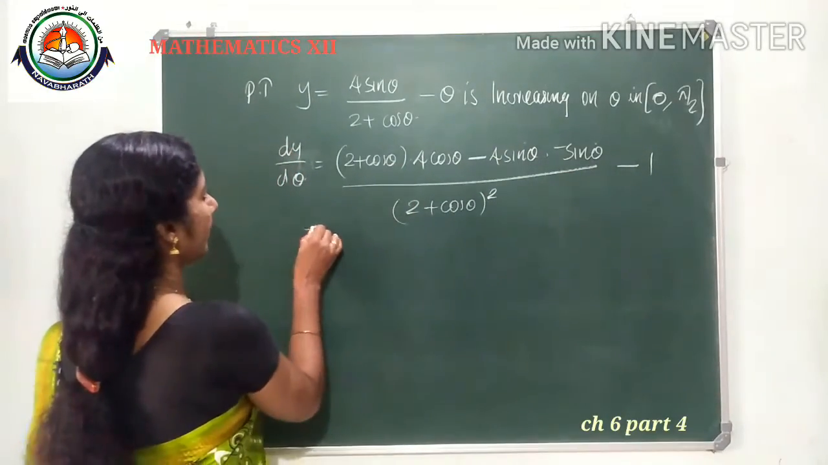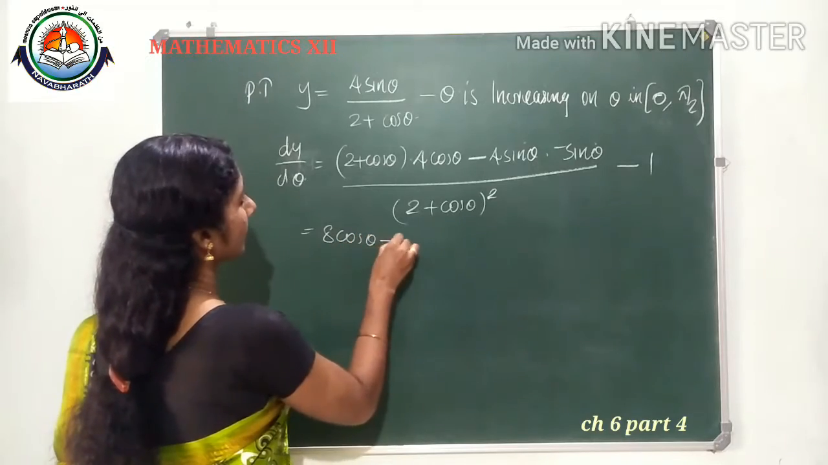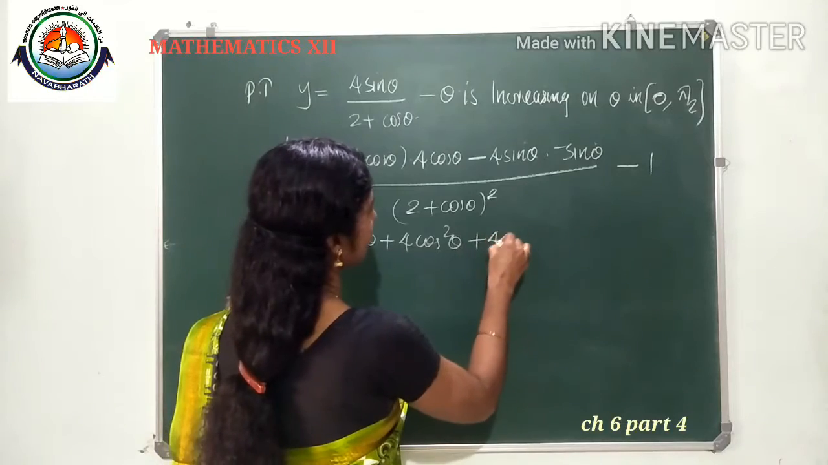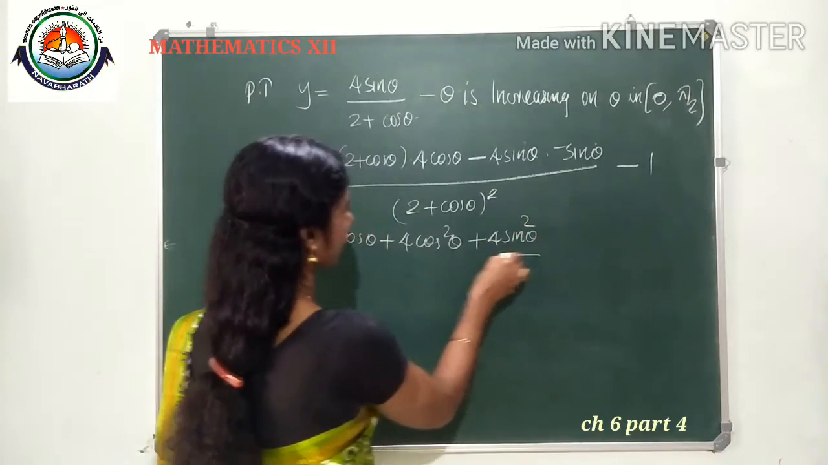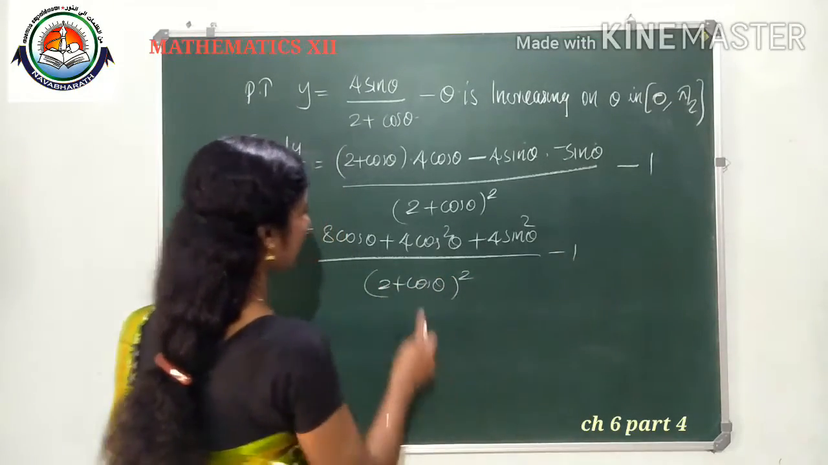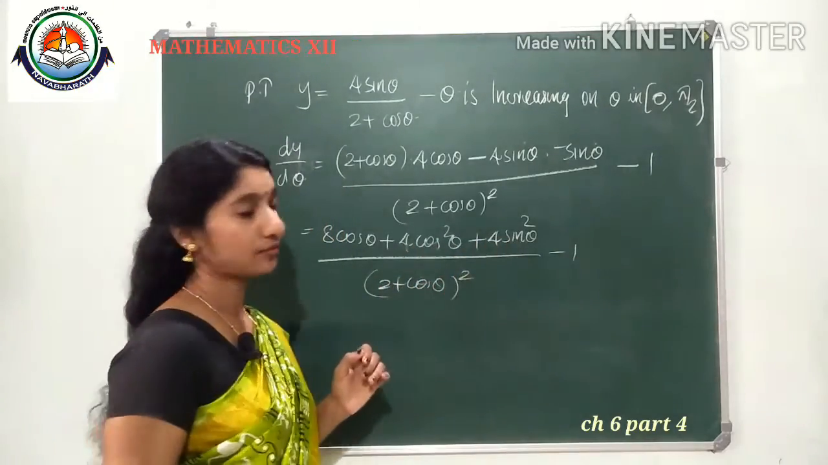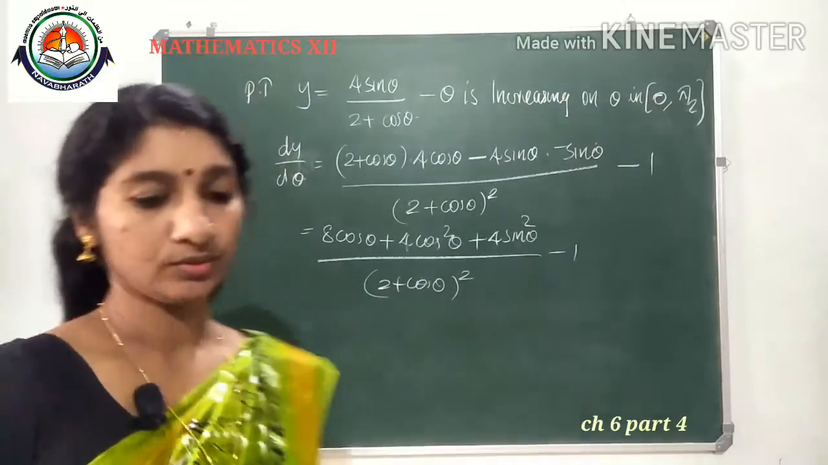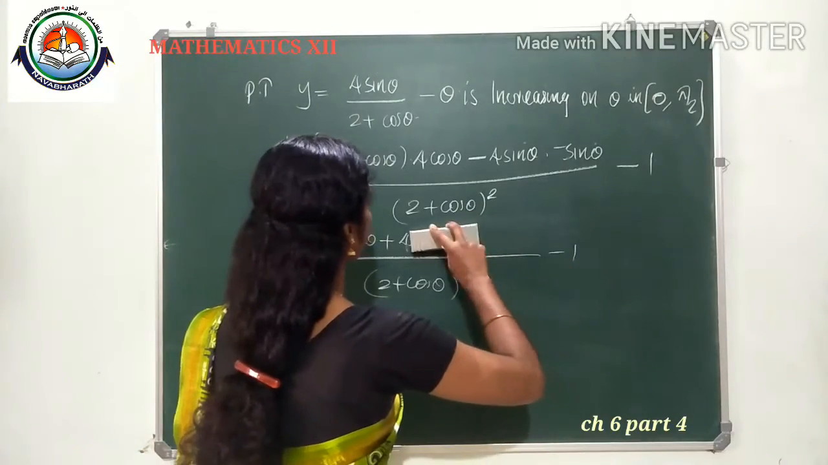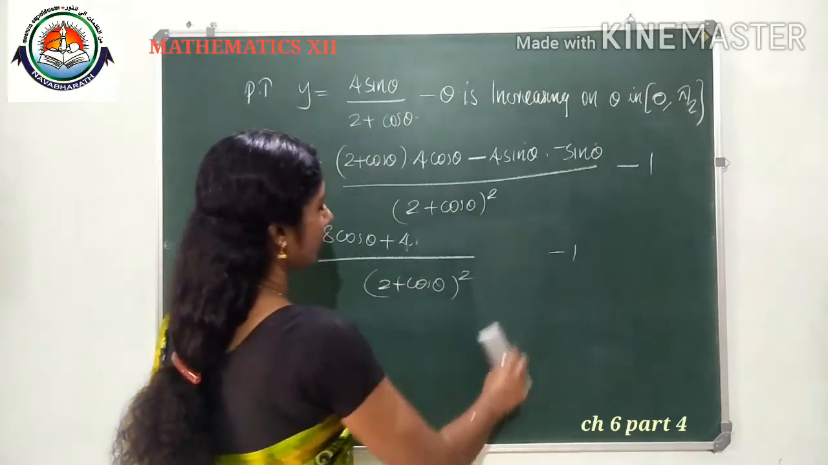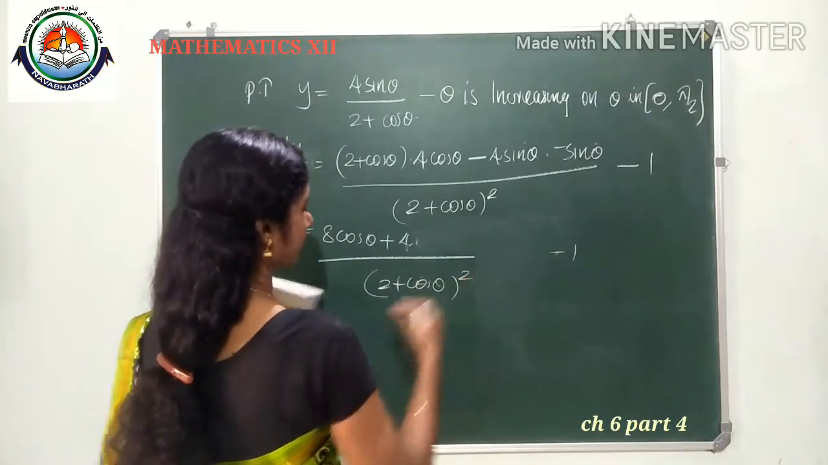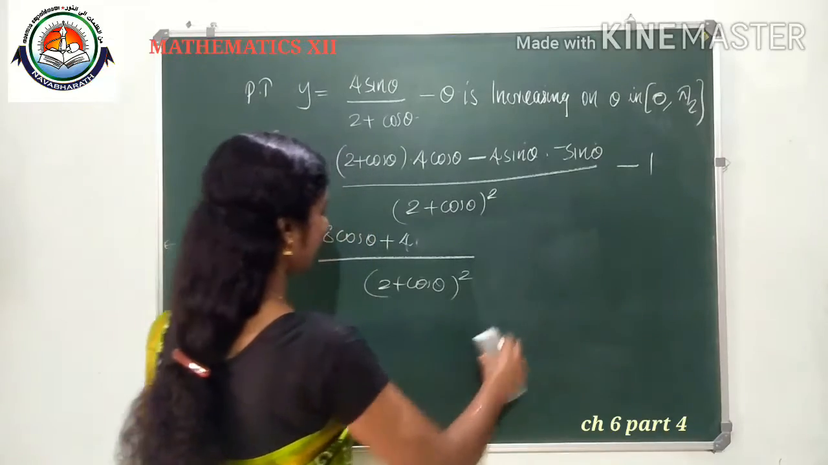Then remove the bracket: 8 cos theta plus 4 cos square theta plus 4 sin square theta, divided by (2 plus cos theta) whole square, minus 1. 4 cos square theta plus 4 sin square theta is 4, since sin square plus cos square is 1. So we are getting it as equal to 4. Then the next step, do the subtraction. I am doing that subtraction in the next step by taking the LCM.